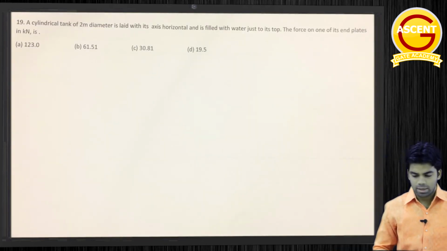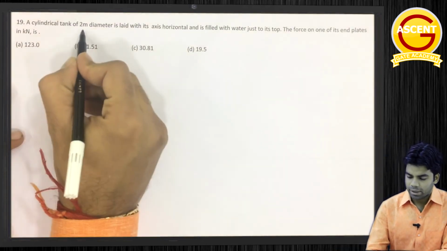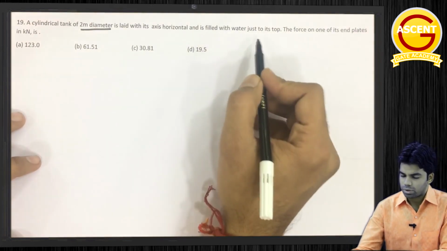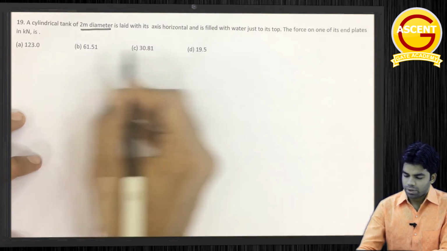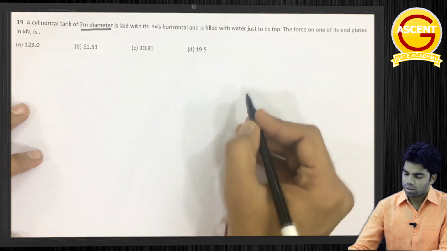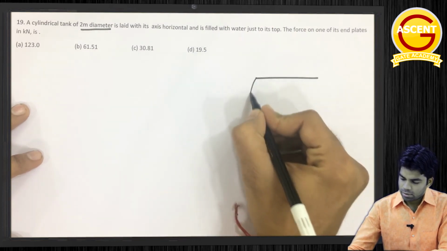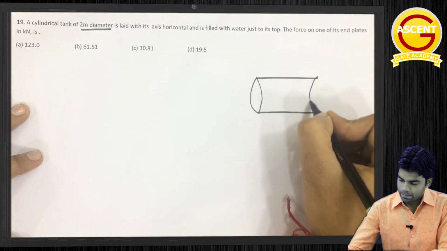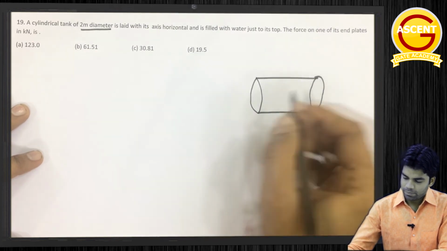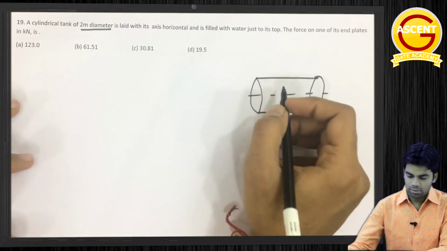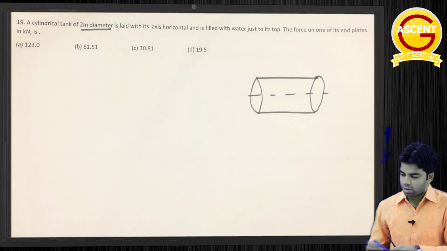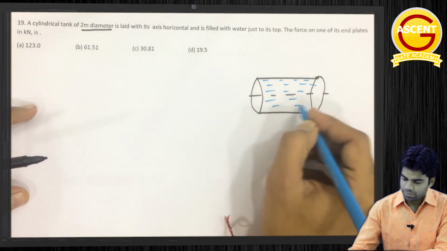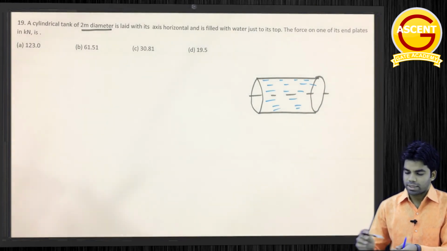Okay, next question says a cylindrical tank of 2 meter diameter is laid with its axis horizontal and is filled with water just to its top. The force on one of its end plate in kilonewton is. Okay, so we have got one cylindrical tank with its axis horizontal like this, and this is filled with water up to top like this. We have to determine the force on one of its end plate in kilonewton.